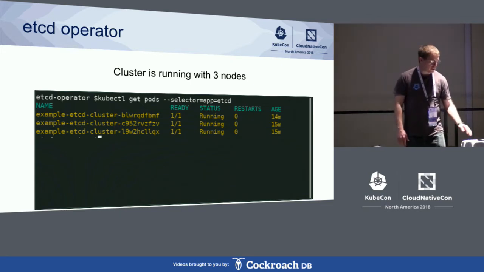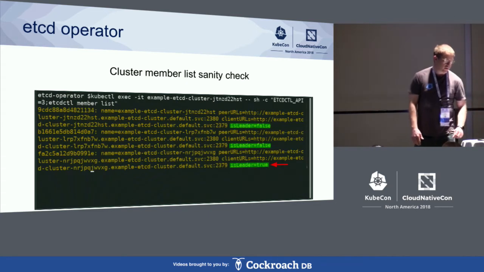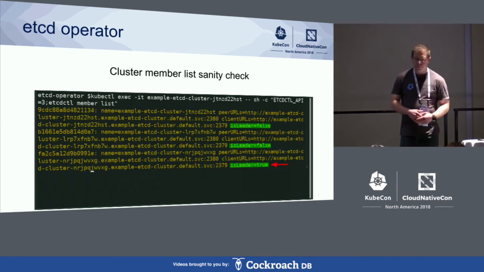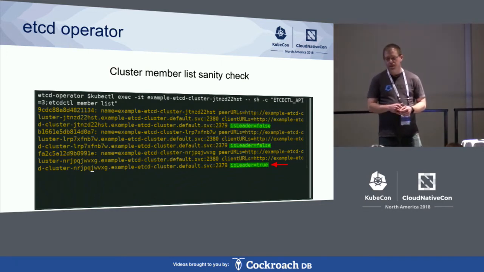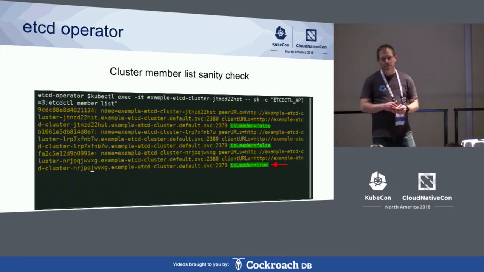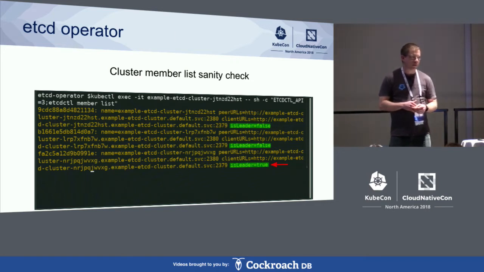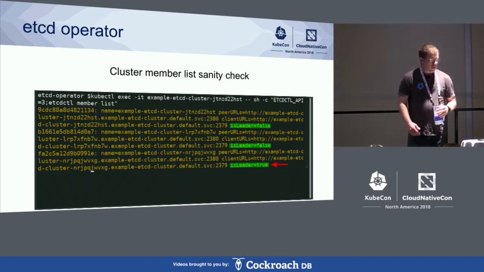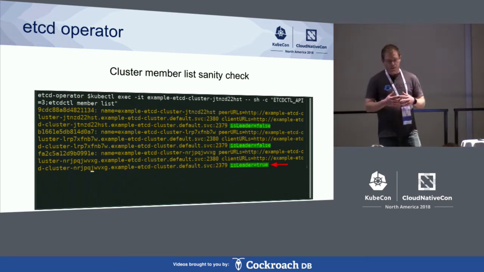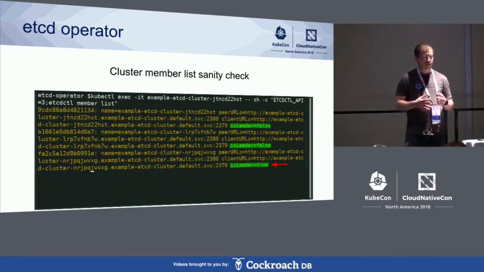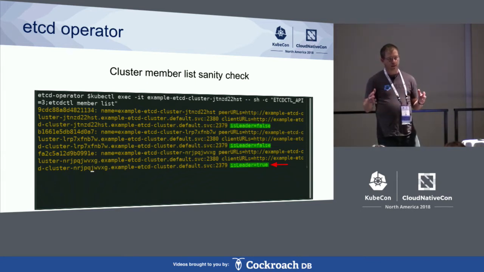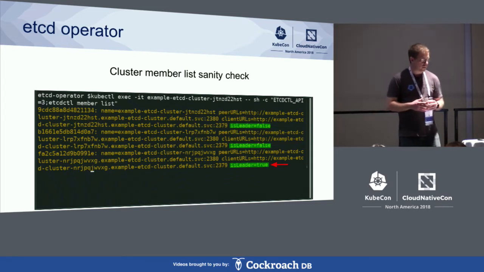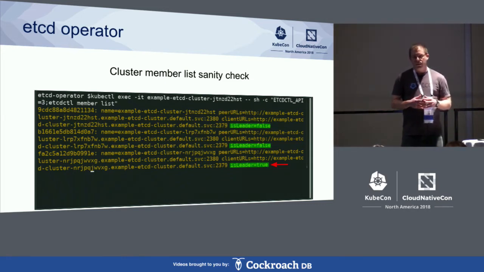But we still want to do a little bit of a sanity check to make sure this is a valid cluster. So we just did a quick member list against one of the pods. And we can see that there are three members in the cluster, and that one of those members is the leader. So this looks pretty sane. At this point, etcd operator has done its job. It has taken the desired state of a three-node cluster, reconciled that against Kubernetes to give the current state of a three-node cluster.